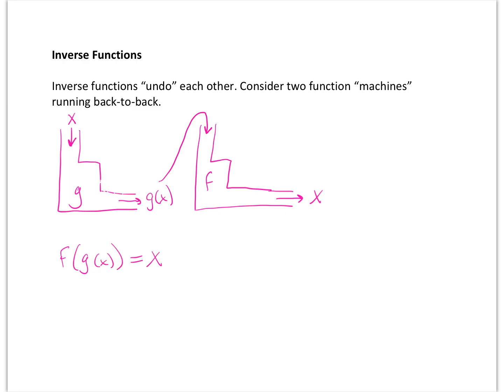And you can run the machines in either order too. We can say g of f of x will also give you x, because g and f undo each other. The order doesn't matter. And then typically we rename one of the functions to represent the fact that it's an inverse. So let's rename g with this little -1. So instead of calling it g, we're going to call it f inverse, the function that undoes f.